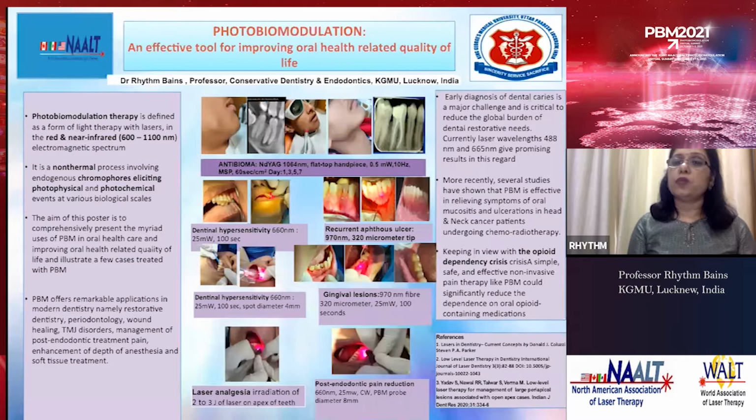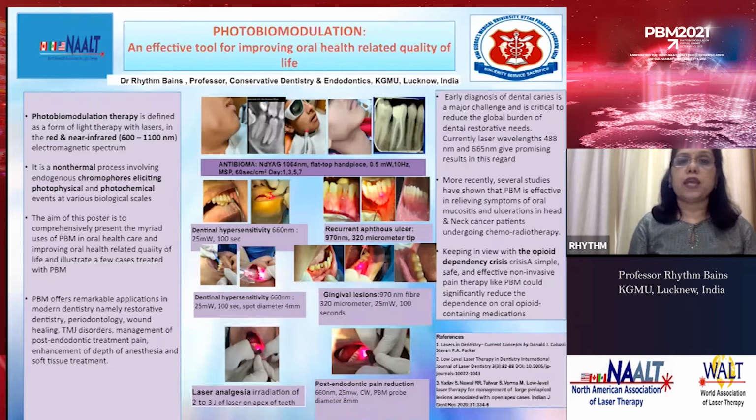Keeping in view the opioid dependency crisis, a simple, safe, and effective non-invasive pain therapy like PBM could significantly reduce the dependence on oral opioid-containing medications. Now, a few cases which I have done with the help of photobiomodulation.